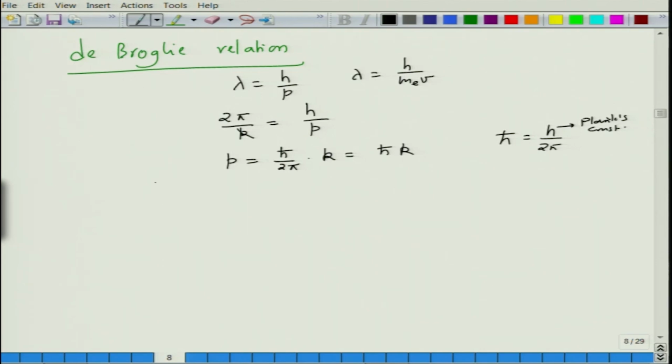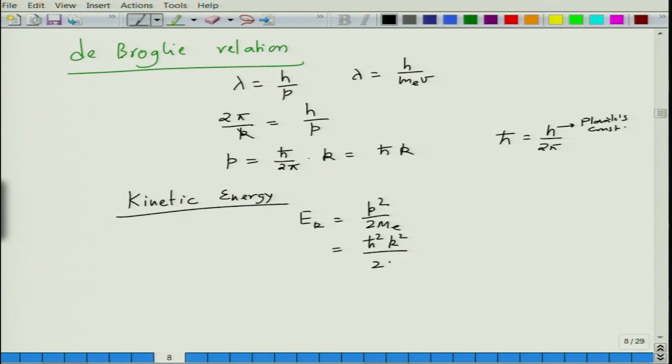So kinetic energy now for electron, we wrote that Ek was equal to p square divided by 2 m e. So this will be h cross square k square divided by 2 m e. So if you plot the kinetic energy of electron as a function of k, it will go like this.